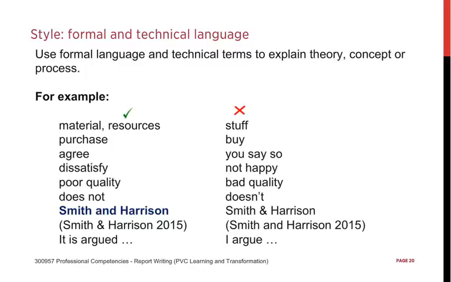In the left column, you want to use purchase rather than, in the right column, buy. You want to use agree rather than you say so. Another one you want to use is dissatisfy instead of not happy. Or you want to use poor quality rather than bad quality. And for the last one, you want to avoid using contractions, which is the combining of words using an apostrophe. For example, you want to use does not instead of doesn't. This is extremely important because doesn't is considered informal language, whereas does not is considered formal language.